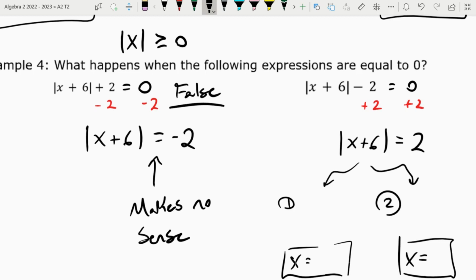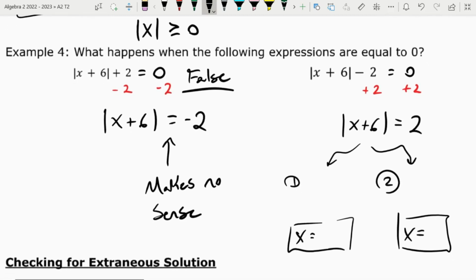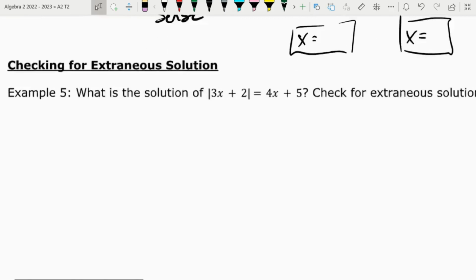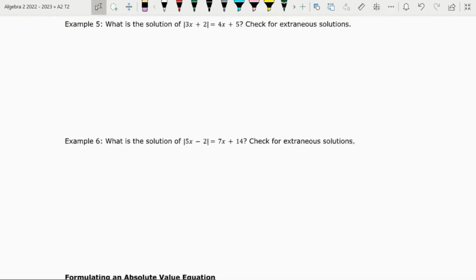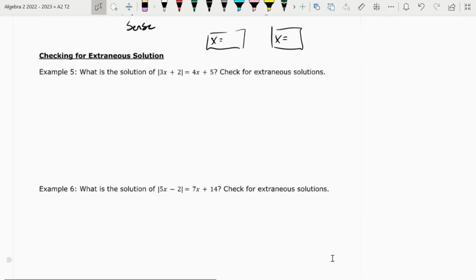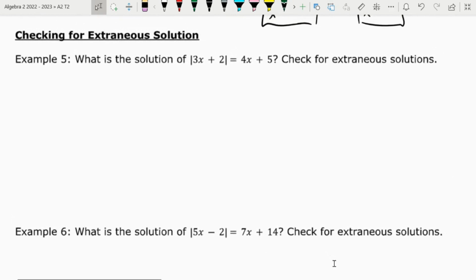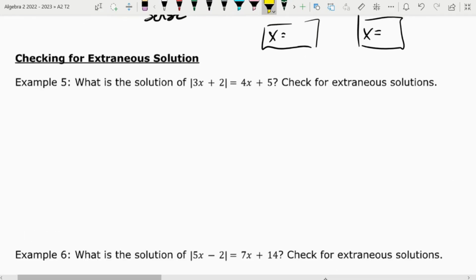Okay. Once again, just like all my Algebra 2 videos, feel free to pause at any time to catch up on notes. Okay, let's see. The last one we're going to do is right here. Example 6 is going to be a challenge for you to complete on your own. But example 5, we're going to talk about extraneous solutions.